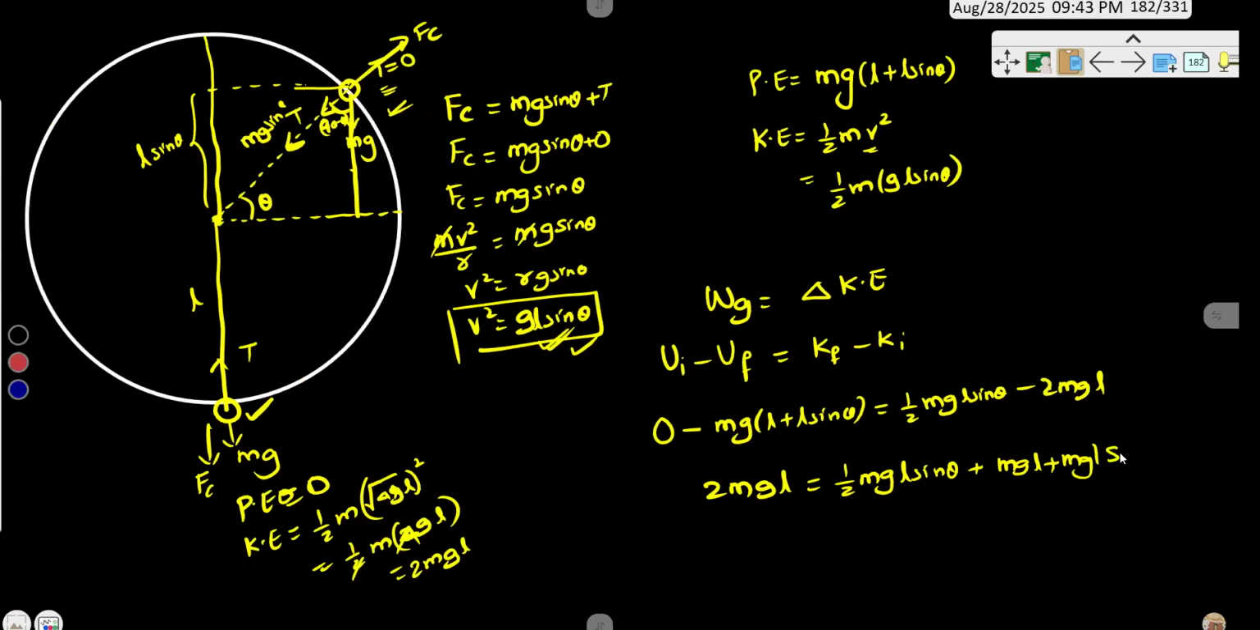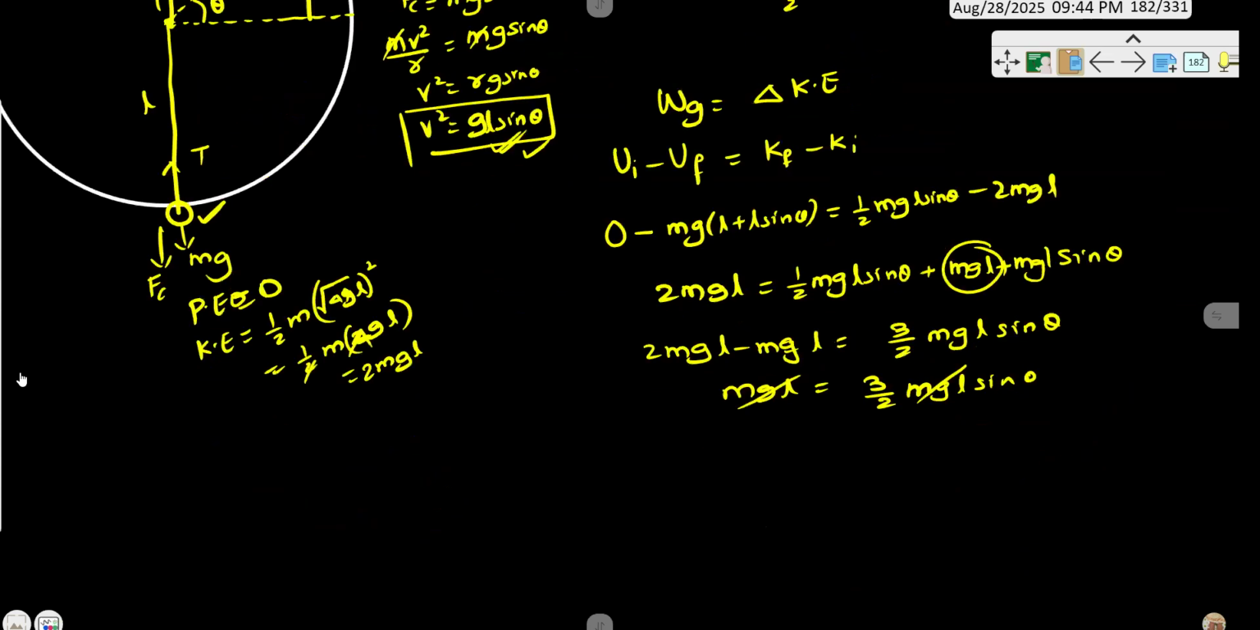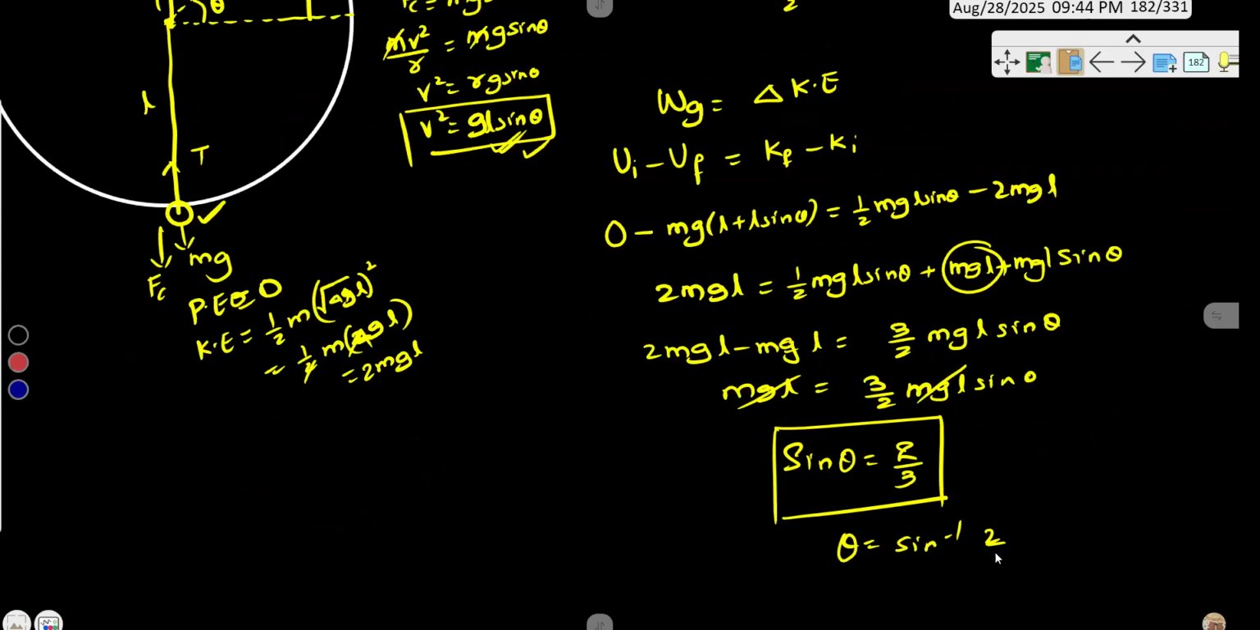So this is what we are going to get. I'll send this mgl here. That would be 2mgl minus mgl is equal to 3 by 2 mgl sine theta. So 2mgl minus mgl is mgl, which is equal to 3 by 2 mgl sine theta. mgl and mgl get cancelled. So sine theta is equal to how much? Sine theta is equal to 2 by 3, or theta is equal to sine inverse of 2 by 3.